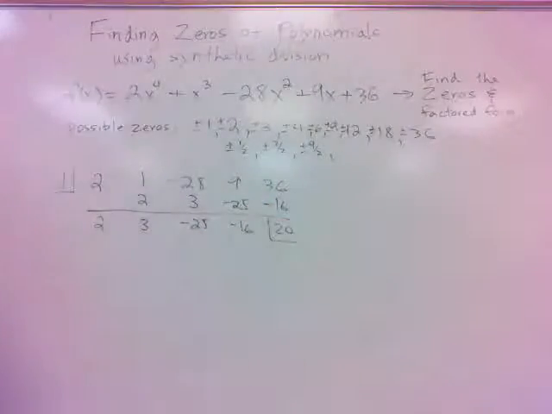Is 1 a zero? No, because I didn't wind up with a 0 remainder. So they won't always work out nicely with your first choice. So we go to 2.